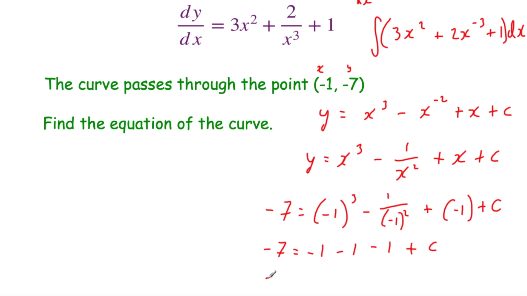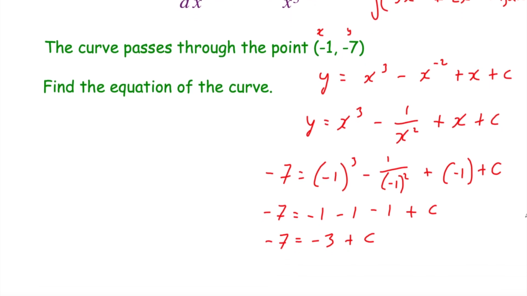Okay, let's work this out. So we've got -7. -1 take away 1 is -2. Take away 1 is -3. So you get -3 and then plus c. And then here, if we just add 3 to both sides, we're going to get what c is. So if you add 3 to both sides, -7 plus 3, going back up 3, would be -4. So c is equal to -4.